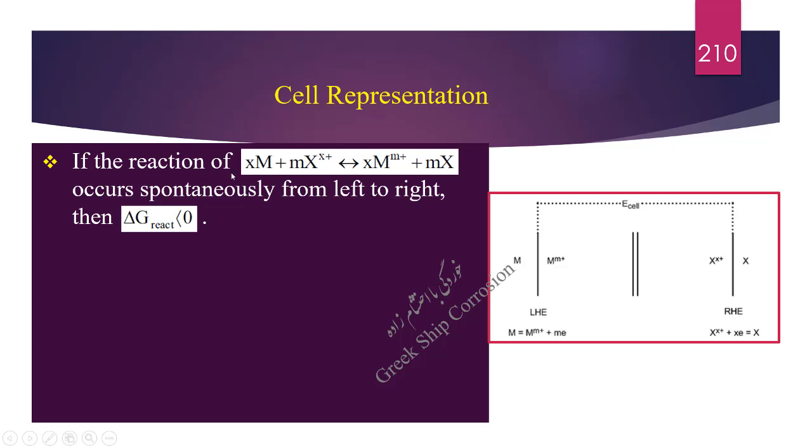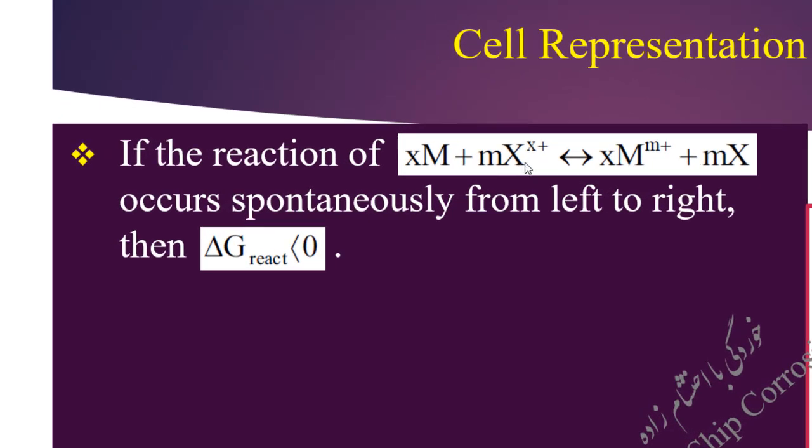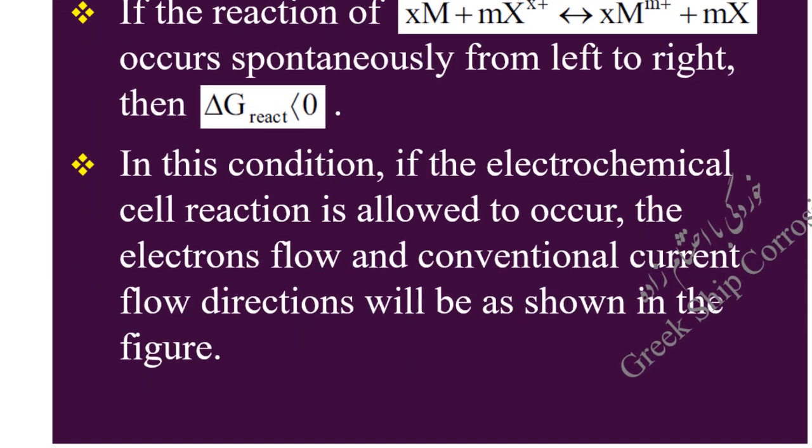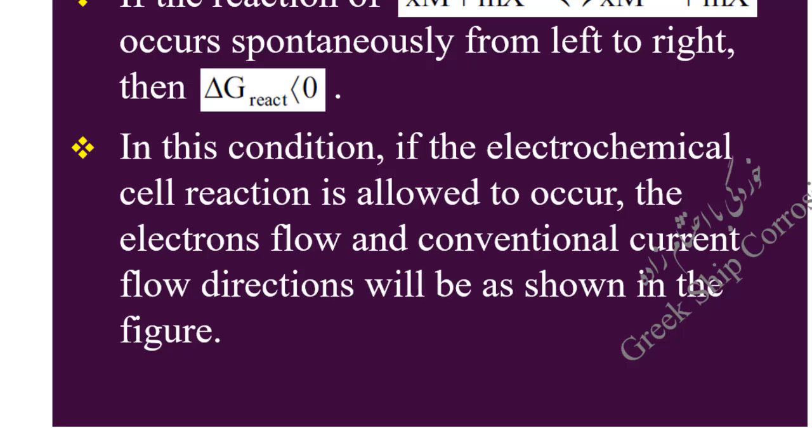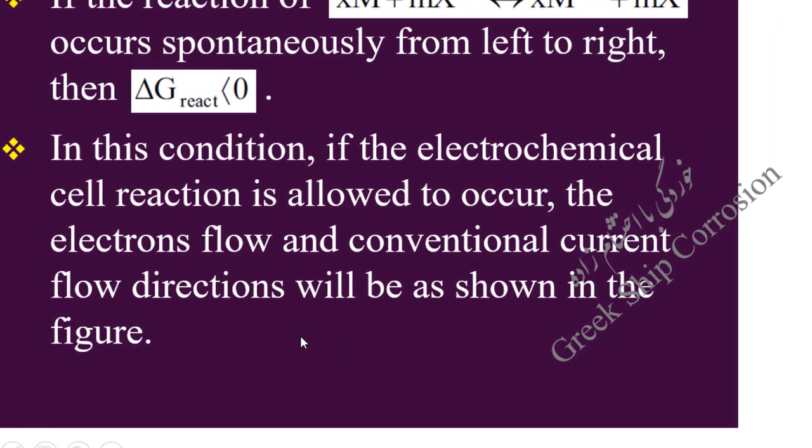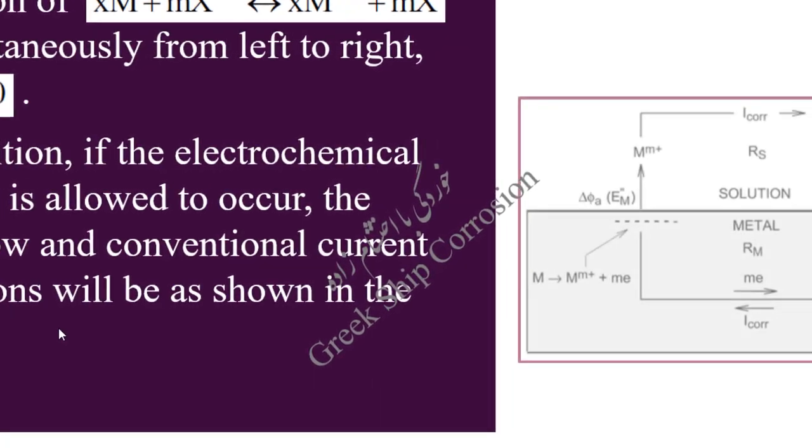If the reaction of xM plus mX^(m+) yields xM^(n+) plus mX occurs spontaneously from left to right, then the Gibbs free energy change of the reaction is less than zero. In this condition, if the electrochemical cell reaction is allowed to occur, the electrons' flow and conventional current flow direction will be as shown in the figure.